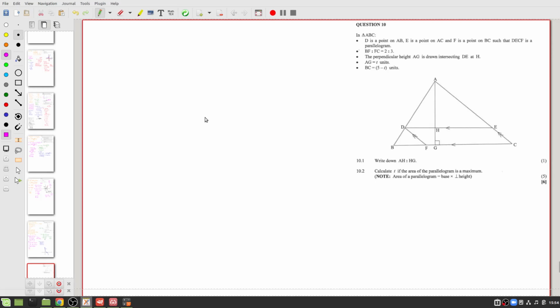Alright, so here we have question 10 of the November 2018 Grade 12 South African Syllabus CAPS Math Exam Paper 1. Question 10, let's get into it.